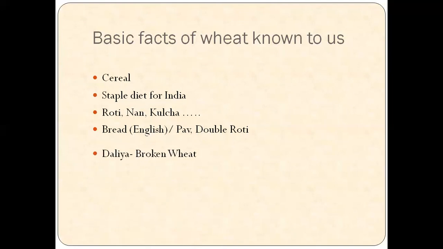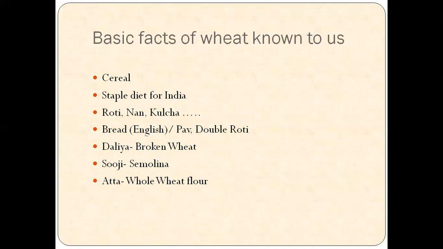The four basic byproducts of wheat known to us is dalia, that is broken wheat, suji, that is semolina, atta, which is whole wheat flour, and maida, which is refined flour. Now let's look at a video on the history of bread.